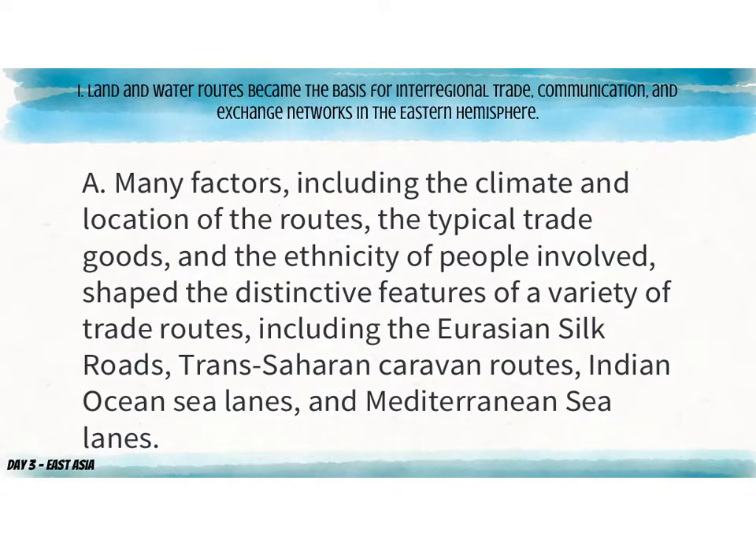All right, this key concept says, land and water routes became the basis for interregional trade, communication, and exchange networks in the Eastern Hemisphere. The important ones here for East Asia is obviously the Silk Roads. We've talked a lot about that, but also Indian Ocean sea lanes, which, if you can imagine in your mind a map of the Indian Ocean and imagine merchants on ships sailing to and from India and China.